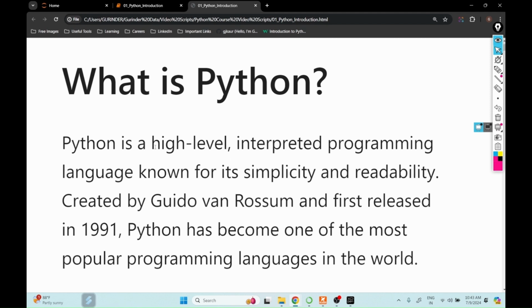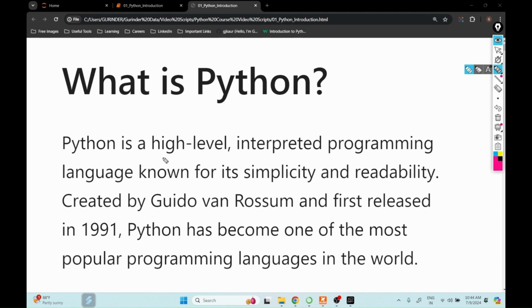So as per the basic definition, Python is a high-level interpreted programming language known for its simplicity and readability. It was created by Guido van Rossum and first released in 1991. Python has become one of the most popular programming languages in the world. Let's try to understand some of these terms.